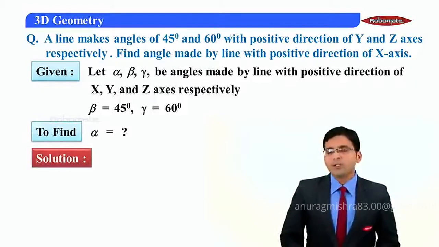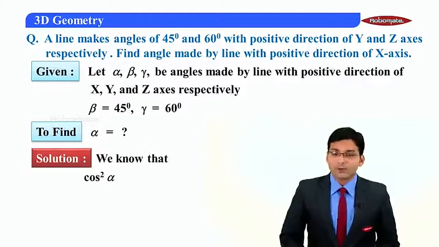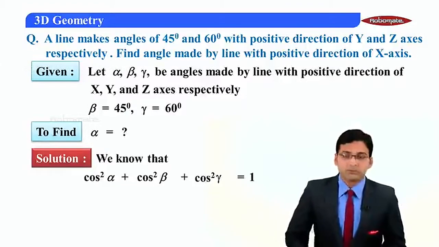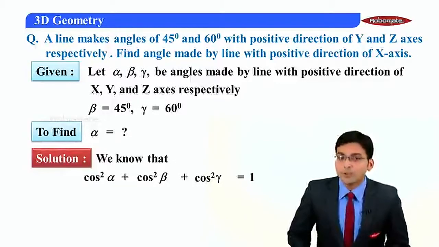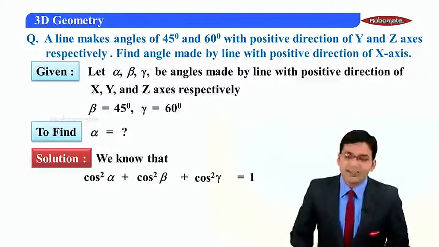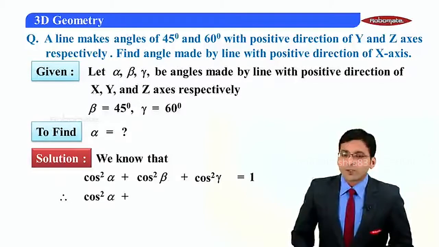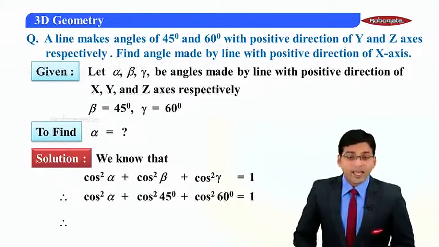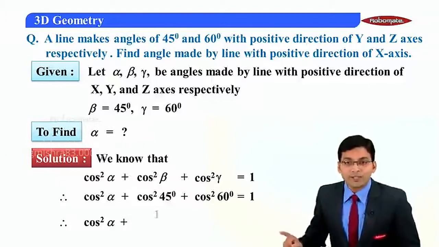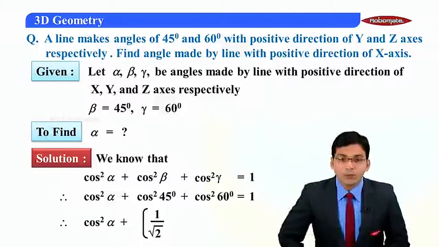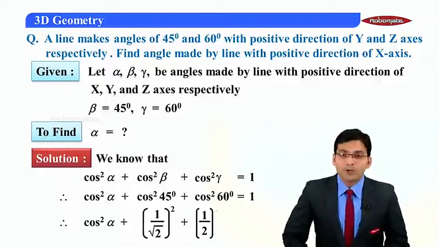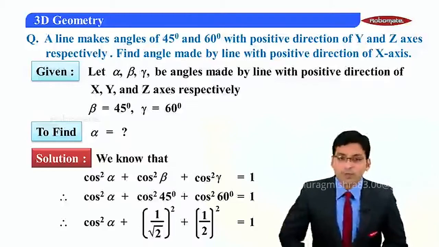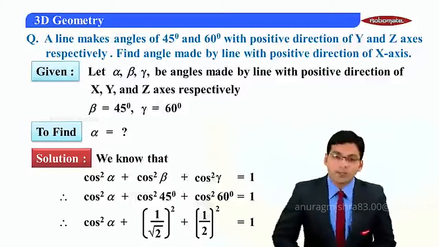Right students? Now in solution we say, we know that cos square alpha plus cos square beta plus cos square gamma is 1. Right? Now once we substitute values, we can get alpha from this. Okay? So let us proceed. Therefore, cos square alpha plus cos square 45 degrees plus cos square 60 degrees is 1, and this gives cos square alpha plus 1 upon square root of 2 the whole square plus 1 upon 2 the whole square is equal to 1. Now the value of 1 upon root 2 the whole square is 1 by 2 and value of 1 upon 2 whole square is 1 by 4.